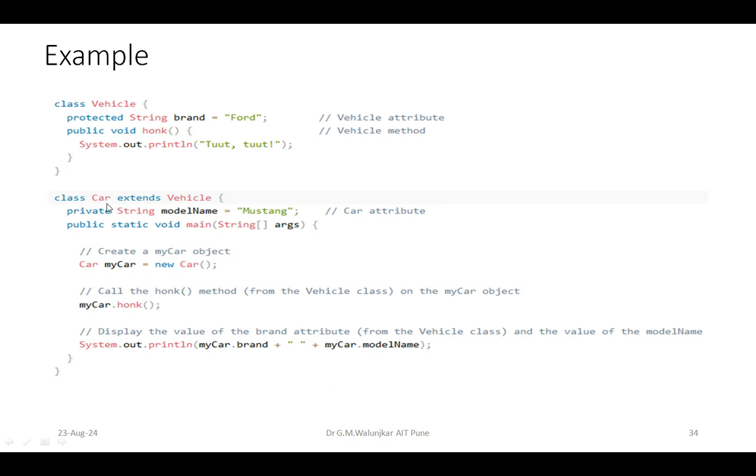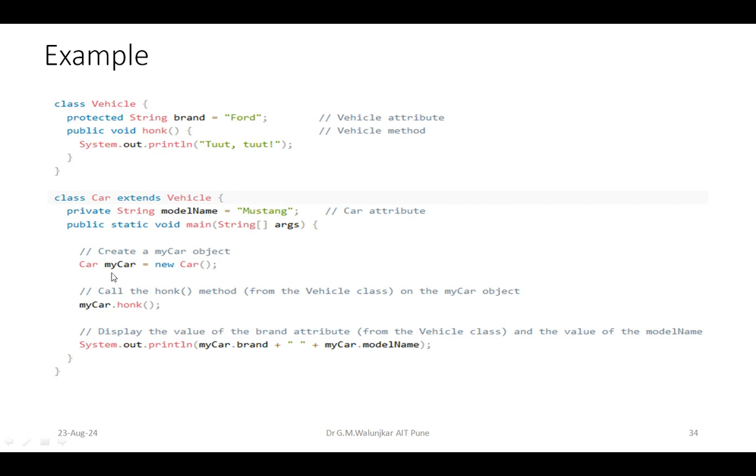Then we're going to implement the inheritance. So class Car extends Vehicle. This extends means that we are using the concept of inheritance. This particular car has its own attribute like model name, and then we are using the main method inside the Car, that is the derived class.